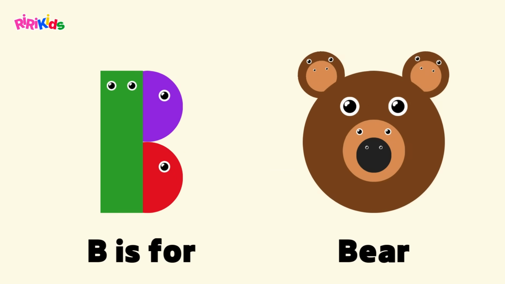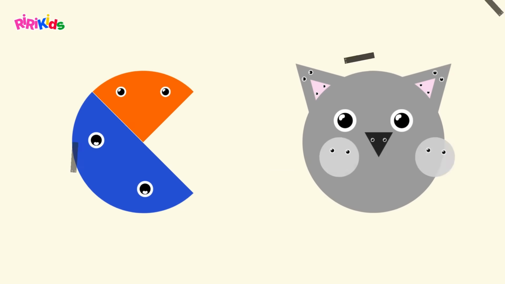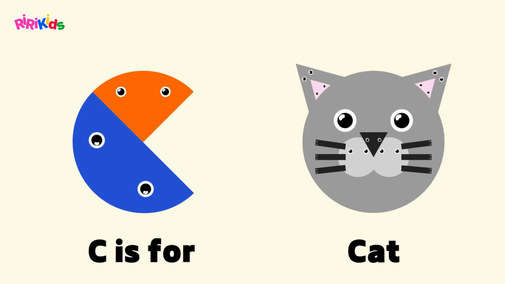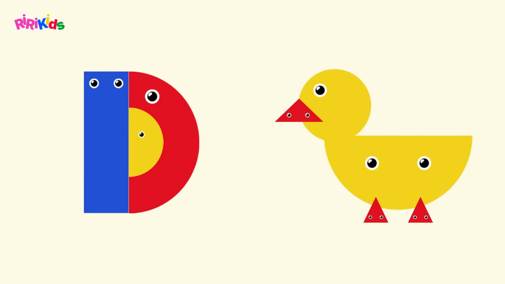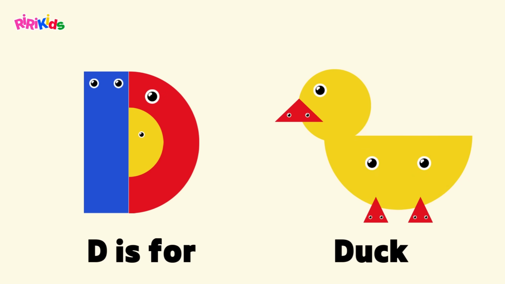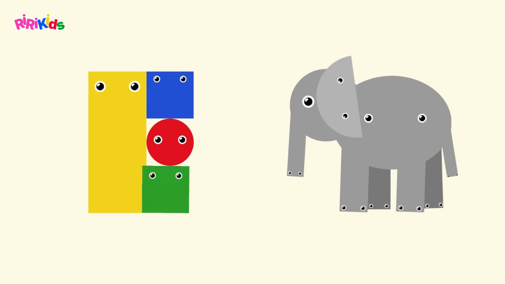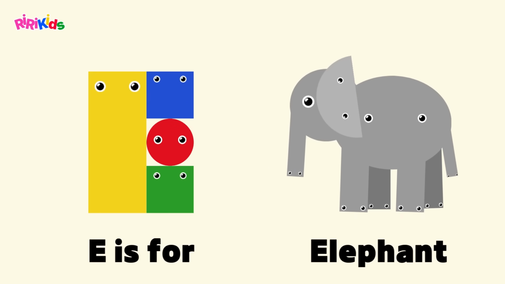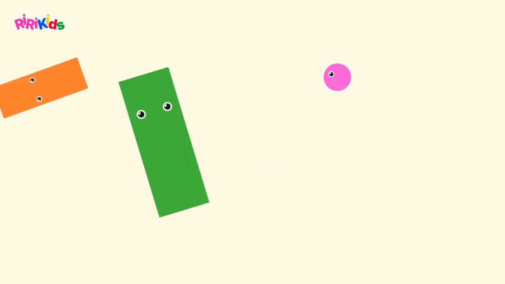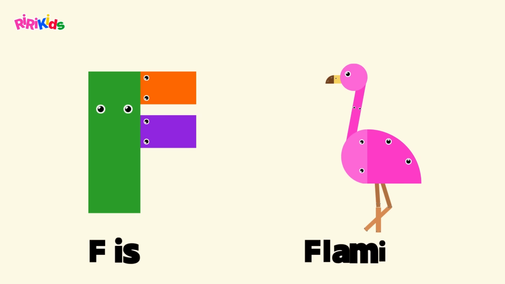B is for bear. C is for cat. D is for duck. E is for elephant. F is for flamingo.